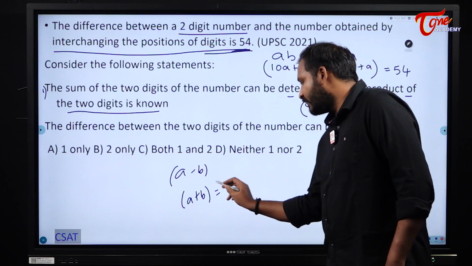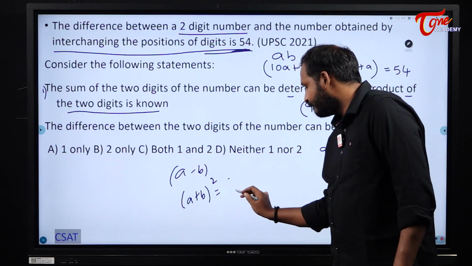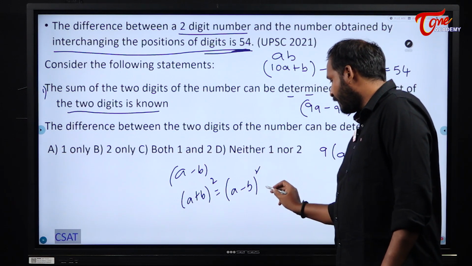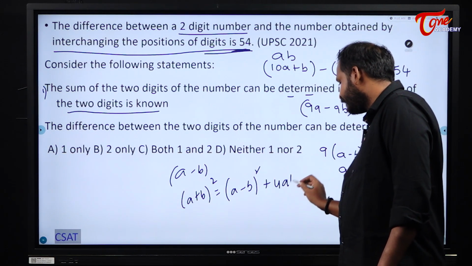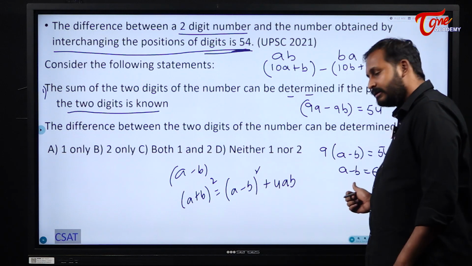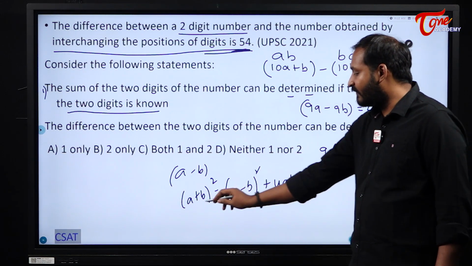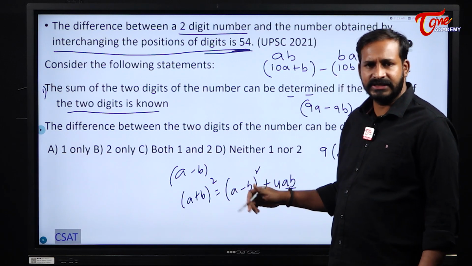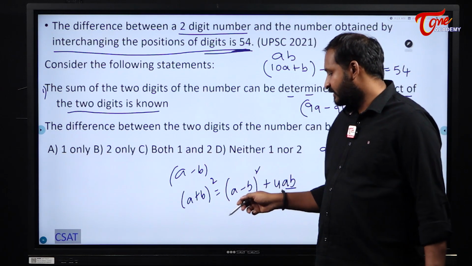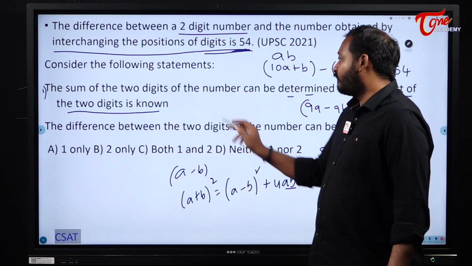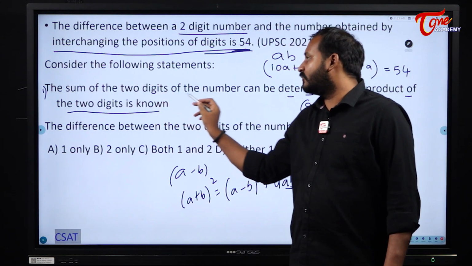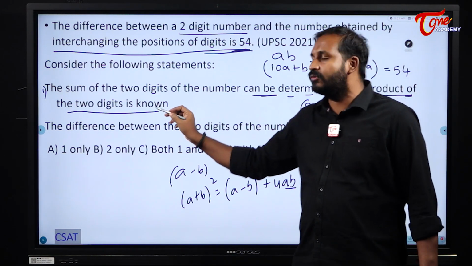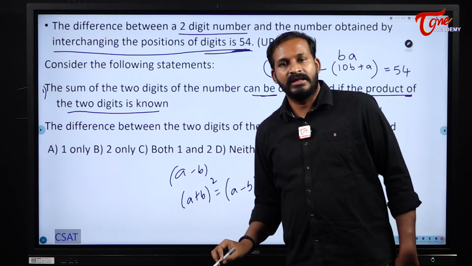A plus B whole square is equal to A minus B whole square plus 4AB. Already we have A minus B. If you know AB, then you can find A plus B, right? Yes, we can find it. Why? Because if you send the square to the other side, it becomes a square root. That's it. So the sum of the two digits of the number can be determined if the product of the two digits is known. That is the first statement.